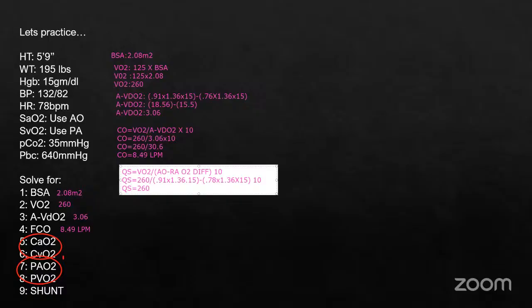260 divided by, and I'm going to go ahead and do my numbers. So 0.91 times 1.36 times 15, and it's going to be 18.56, which will be CaO2. And then I'm going to do minus CbO2, 0.78 times 1.36 times 15, 15.91.